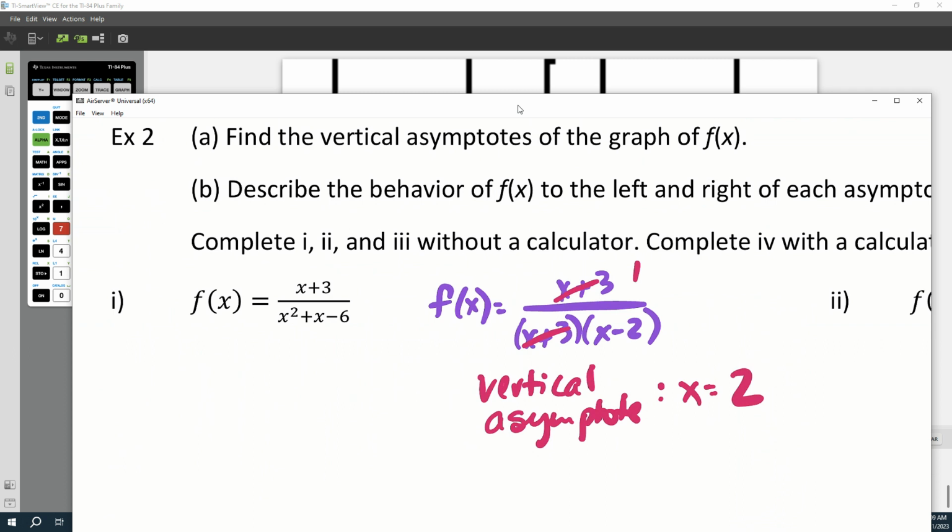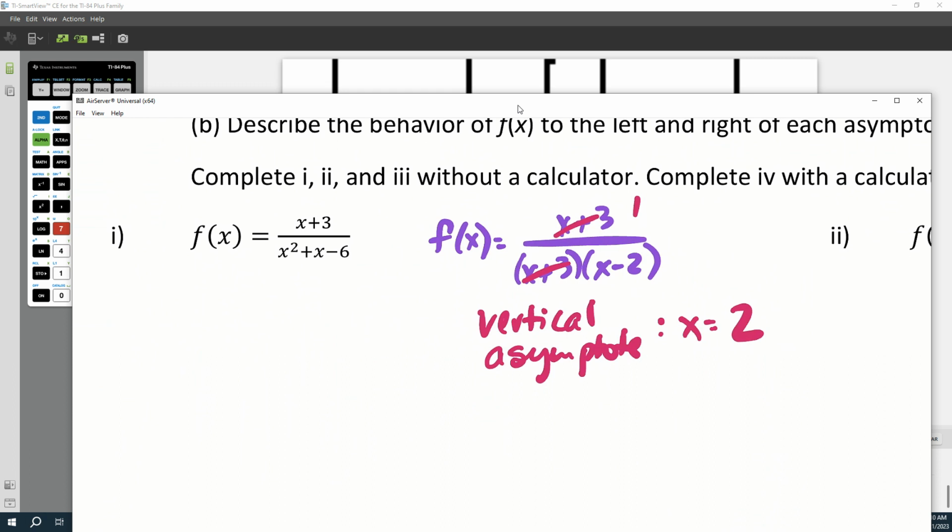All right, and then we kind of want to figure out what's going on with the graph, and we're not going to use the calculator on 1 and 2 here, or 3. So the two limits that we're interested in is the limit as x approaches 2 from the left of f of x, and the limit as x approaches 2 from the right of f of x. Now, because I know there's a vertical asymptote there, the answer to those limits should be either infinity or negative infinity.